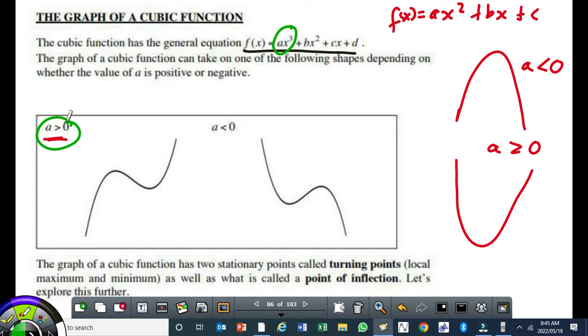Because if we ask you to sketch it, you need to know the shape. If you don't know the shape, you won't be able to sketch it. Or if you sketch the incorrect shape, then you are going to have problems.